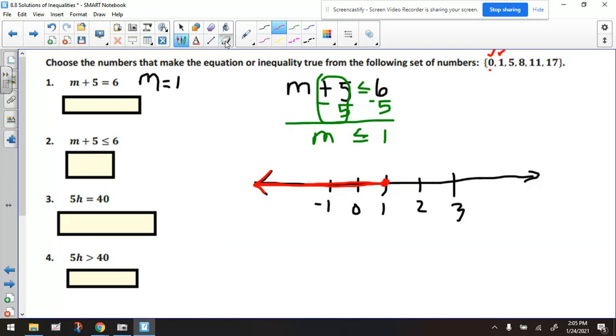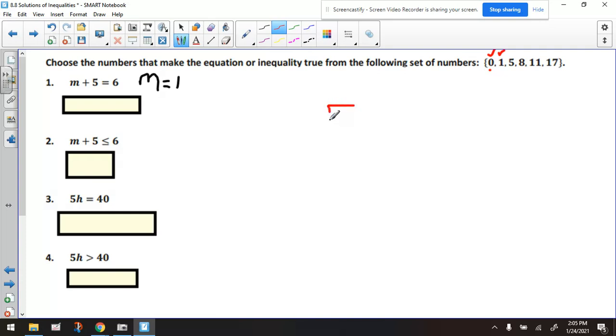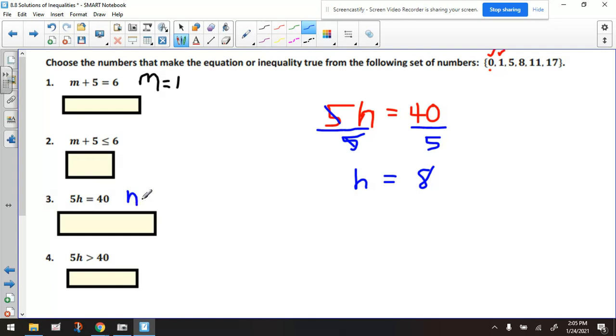All right, so now let's take a look at number 3. Number 3, they give us the simple equation of 5h equals 40. Now, if we were going to go ahead and solve this, we would say to ourselves, what's the opposite of multiplying a variable by 5? It would be to divide by 5. This would all cancel out. We'd bring down the h, we'd bring down the equal sign, and 40 divided by 5 would be 8. So this one, we know that h is equal to 8.